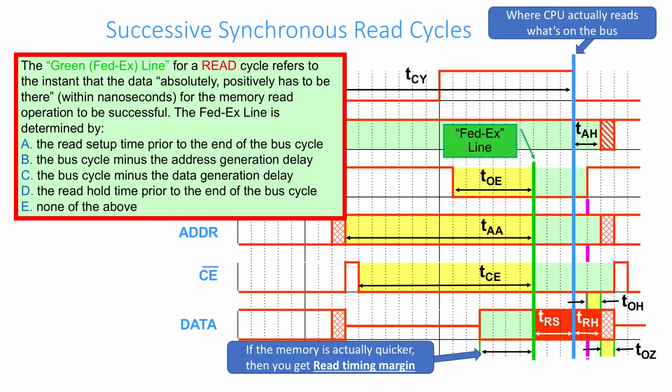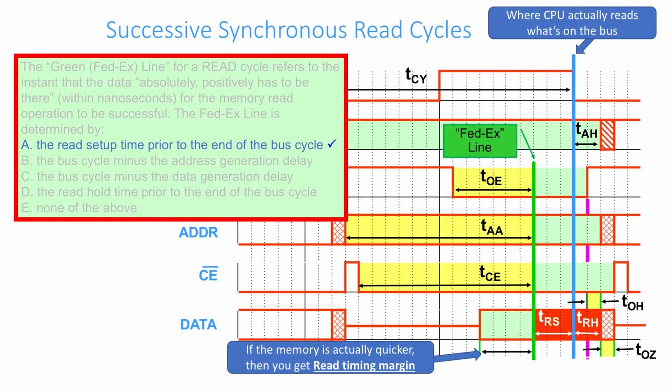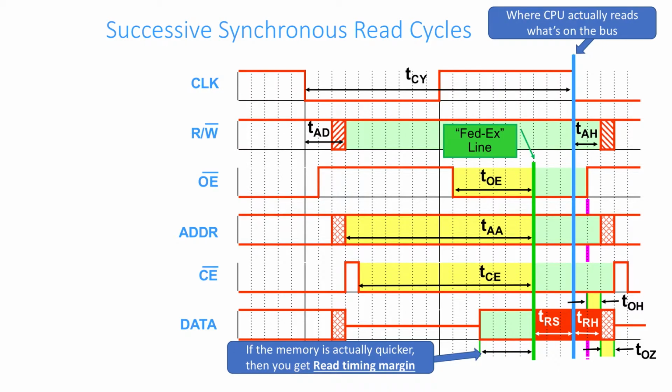So we had a quick clicker question on this. The question was, the green FedEx line for a read refers to the instant that the data absolutely positively has to be there within nanoseconds for the memory read operation to be successful. The FedEx line is determined by the read setup time prior to the end of the bus cycle, minus the address generation delay, the bus cycle minus the data generation delay, the read hold time prior to the end of the bus cycle, or none of the above. And if you listened to me in the last 2 minutes, you'll know that the FedEx line is completely determined by the read setup time prior to the end of the bus cycle. So it's fairly simple to figure out where this FedEx line is supposed to be.